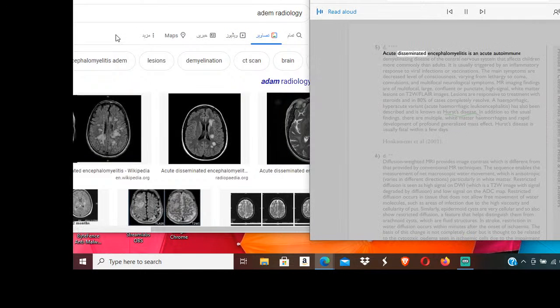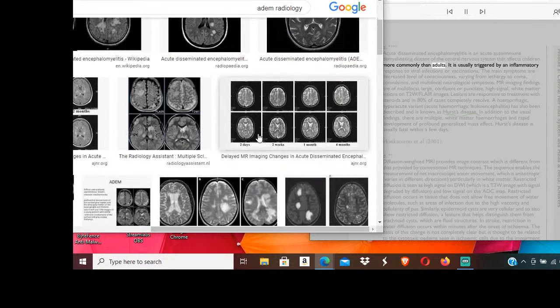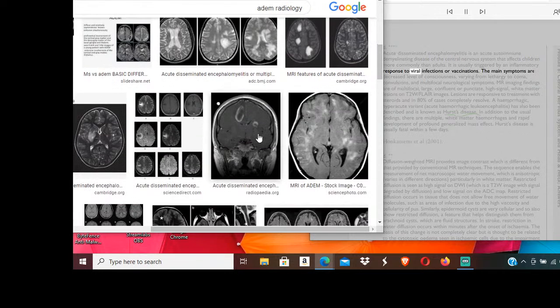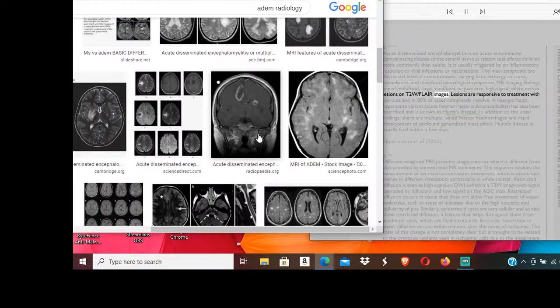5 D. Acute disseminated encephalomyelitis is an acute autoimmune demyelinating disease of the central nervous system that affects children more commonly than adults. It is usually triggered by an inflammatory response to viral infections or vaccinations. The main symptoms are decreased level of consciousness, varying from lethargy to coma, convulsions, and multifocal neurological symptoms. MR imaging findings are of multifocal, large, confluent or punctate, high-signal, white matter lesions on T2W/FLAIR images. Lesions are responsive to treatment with steroids and in 80% of cases completely resolve.